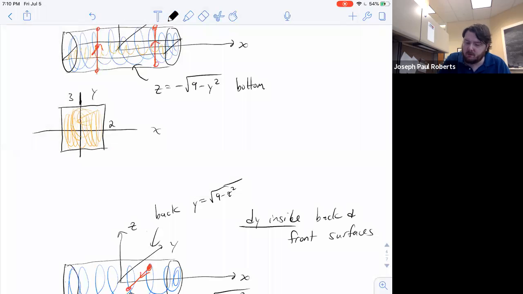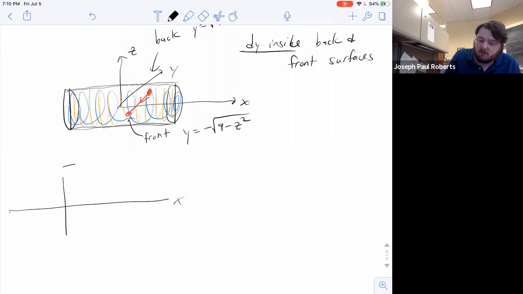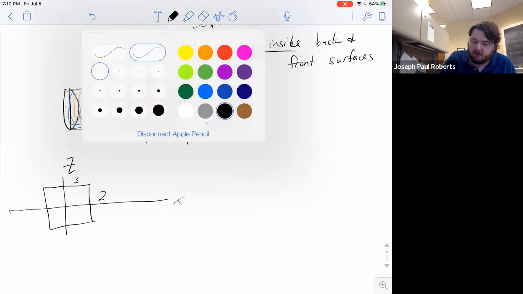And our shadow here is this shadow in the xz plane, which again is a rectangle. That the xz shadow is our 3 by 2 rectangle.